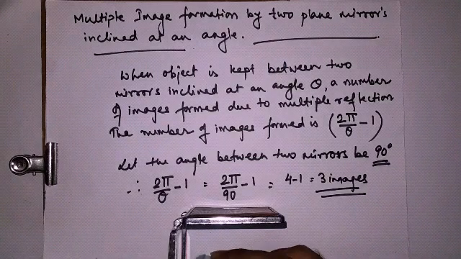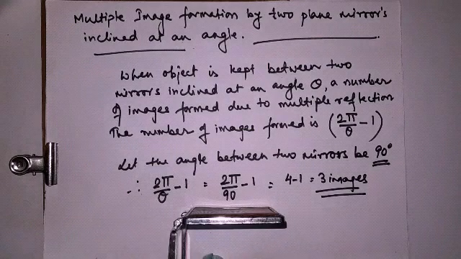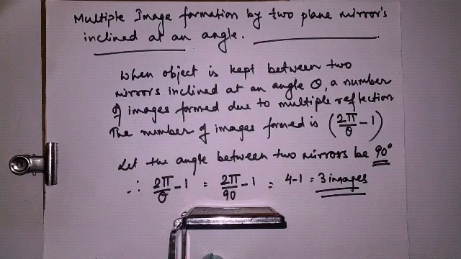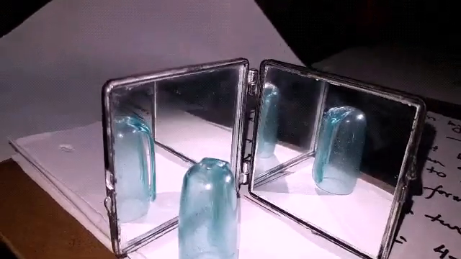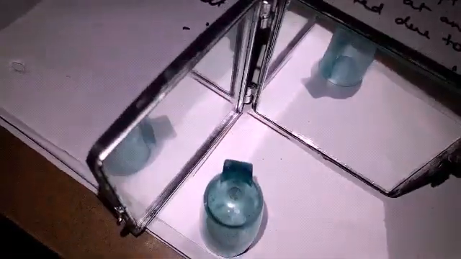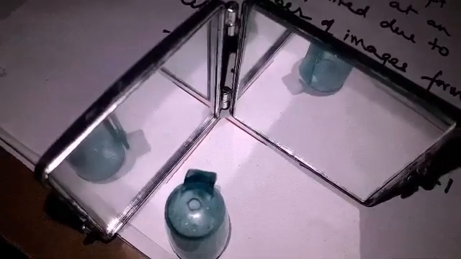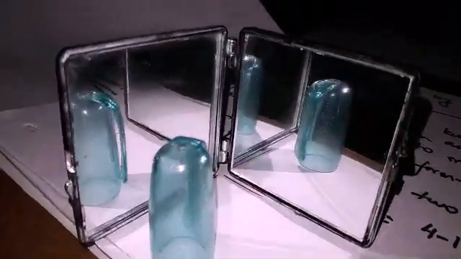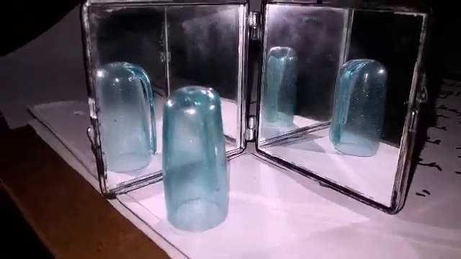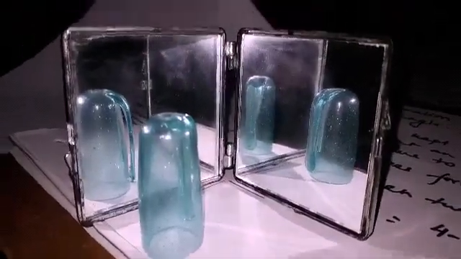I'm just putting up an object over here, and I'm just turning my camera's angle so that I can show you the formation of images. See, on changing this angle, I've put up this mirror at 90 degrees and I put up an object like this in front of the mirror. See how many images you can see. I'm just turning up the camera so that you can see the images.